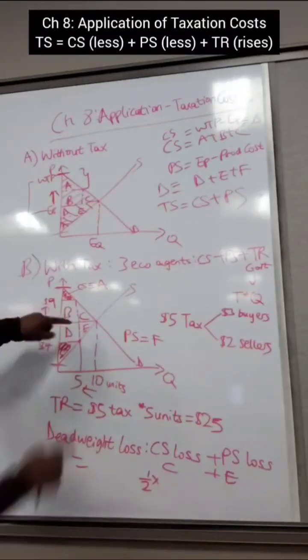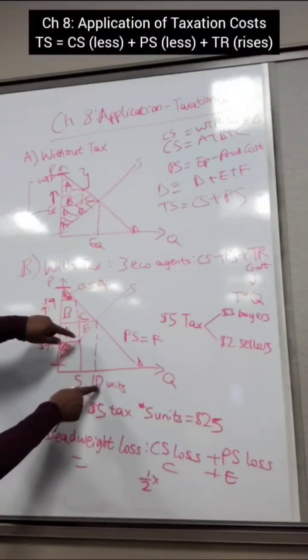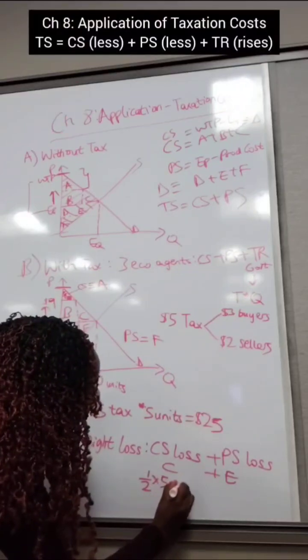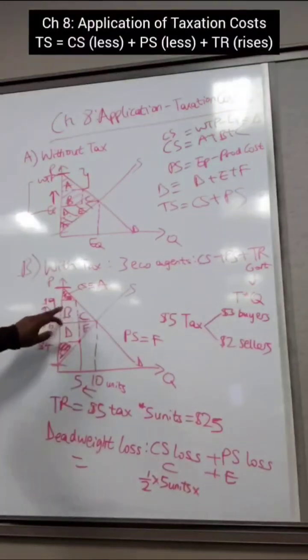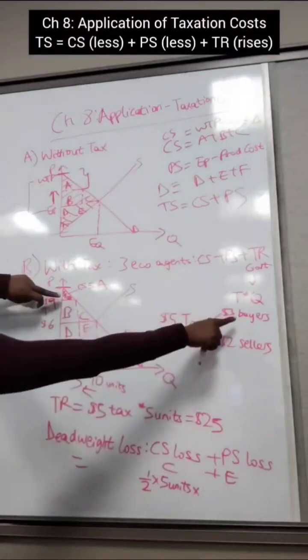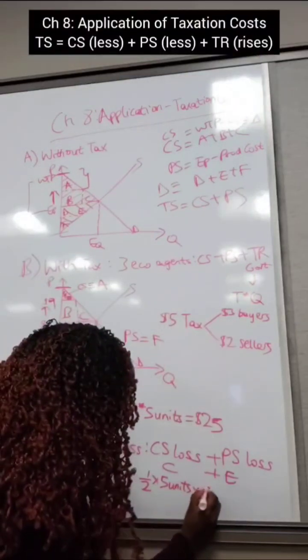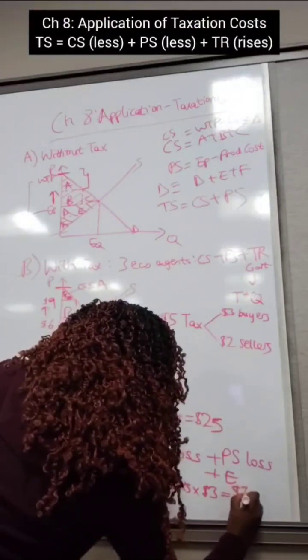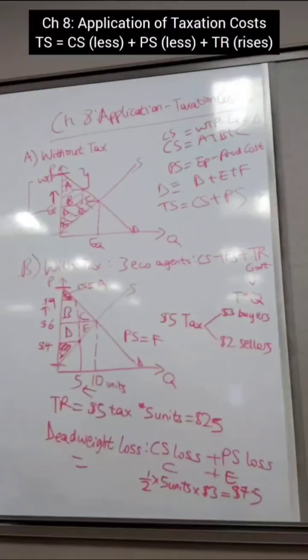What is the base? So the difference between how much was demanded before, which is 10 units, and how much is being demanded now, which is 5 units, right? So half times 5 units times, what is the height? The extra $3 that the consumers are paying, right? So times $3. So $15 divided by 2, that's going to give you $7.5, okay? So that is for C.